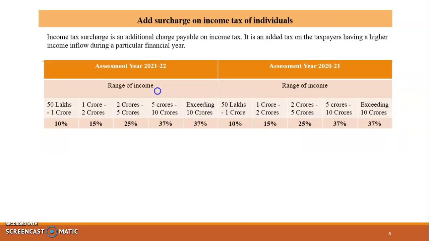Then these are the surcharges. What are surcharges? This is an additional charge payable on income tax. It is over and above the income tax and is added for taxpayers who have higher incomes. Where incomes are greater than 50 lakhs but less than 1 crore, it is 10%. Between 1 crore to 2 crore, it is 15%. 2 to 5, 25%. 5 to 10, 37%. And above 10, 37%. And it is the same as assessment year 2021. Okay, so we have revised the surcharges.